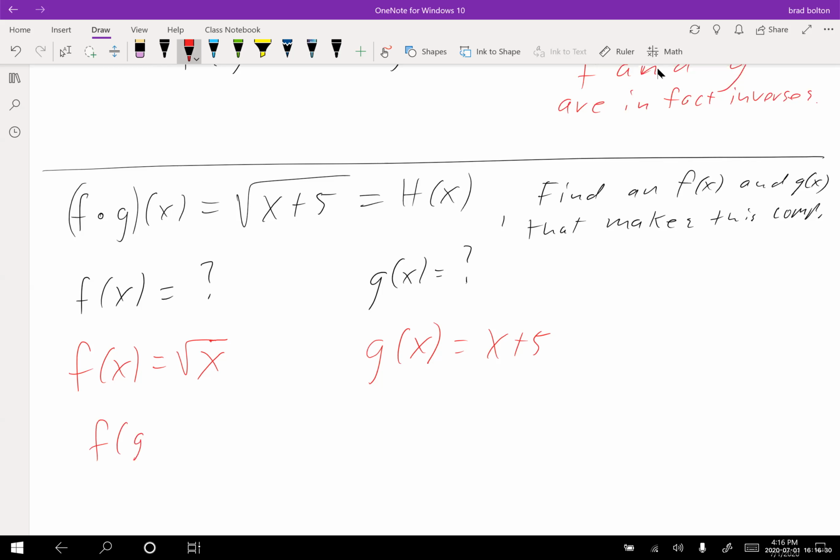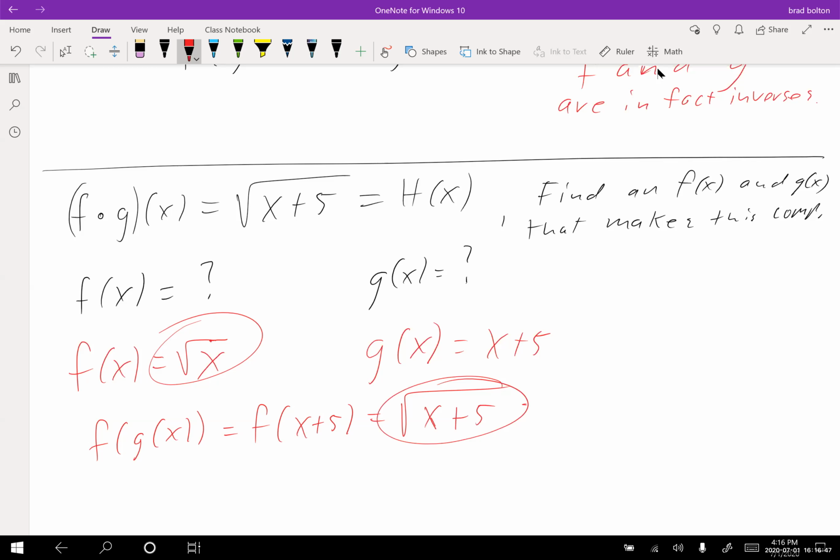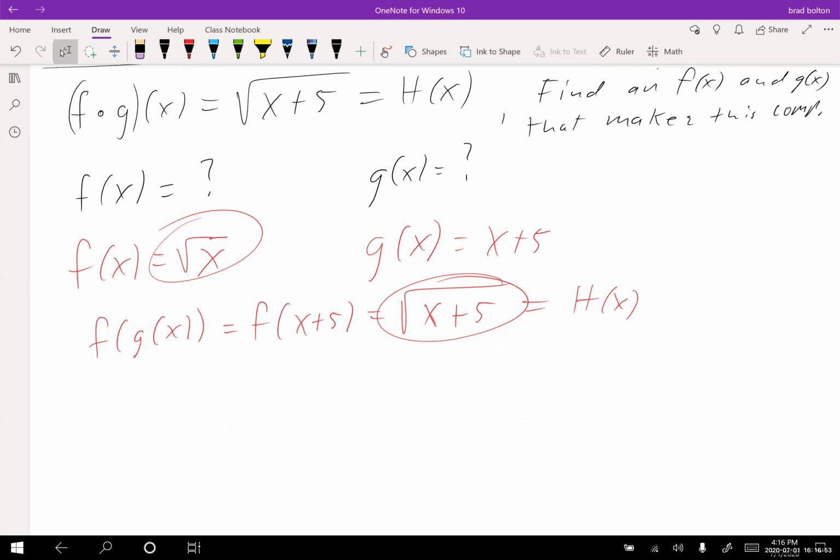So now let's see if my work will give me the square root of x plus 5. If I do f of g of x with my new versions, that means f of (x plus 5) would equal the square root. And remember, f of x is the square root of x according to my made up f of x, and I have to put x plus 5 in there for x. And I get h of x, right? So it works. But here's the thing, there's an infinite amount of answers.